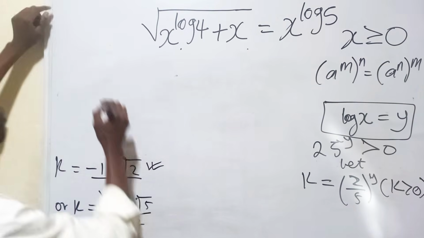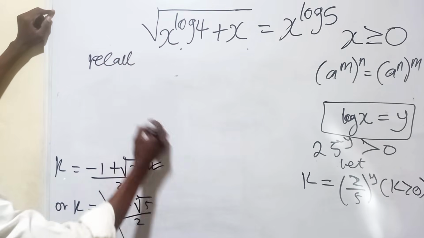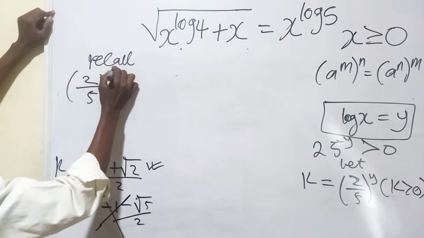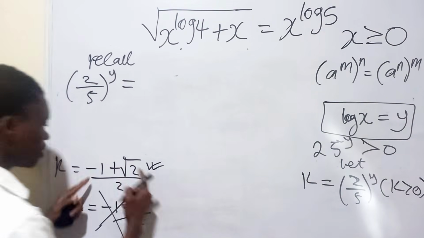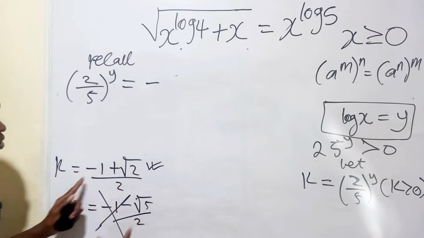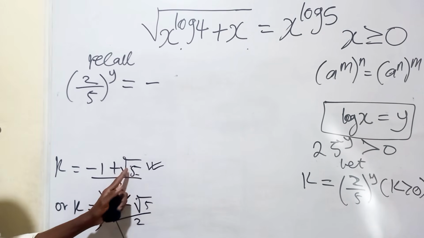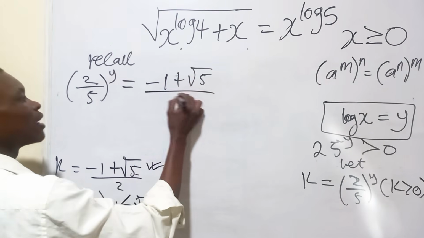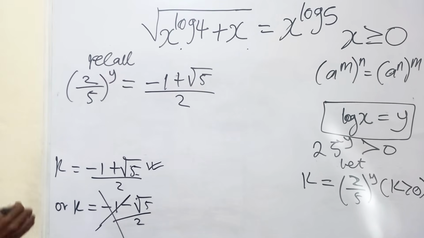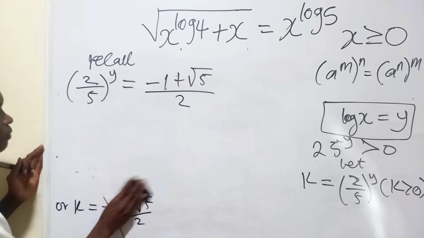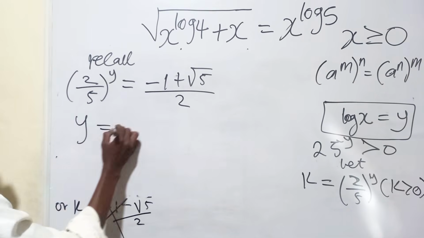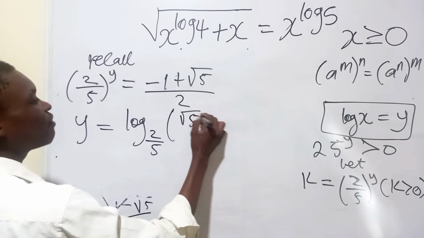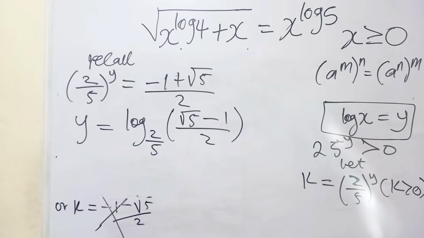All right, so let's recall. Recall that 2 all over 5 all to the power y equals a letter k, and our k here is what? Minus 1 plus the square root of 5, and of course all over 2. So if we keep this in terms of logarithm, we'll have that this is y equals log base 2 over 5 of the square root of 5 minus 1 all over 2.